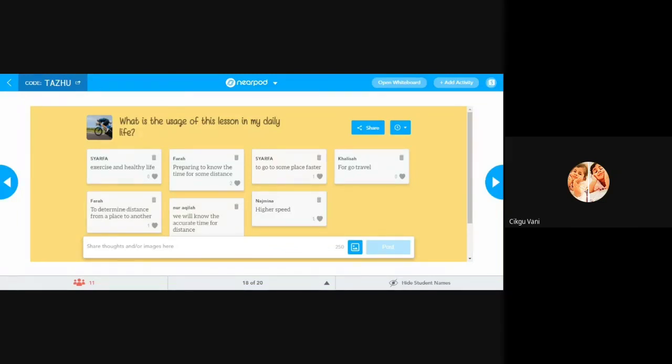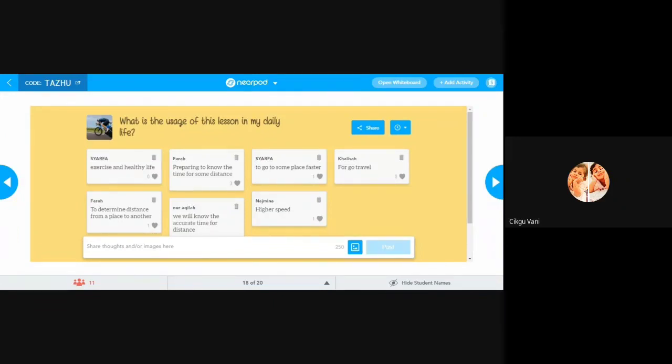Sharfa said, for what? To do exercise and a healthy life. Okay, we can know the speed and distance we travel so that we can maintain our body to be healthy. Today if it's 1 kilometer, tomorrow 2 kilometers when we go jogging. Farah said preparing to know the time for some distance. Like just now, travel from Padang Besar to Johor. We can calculate in advance and know how long we will take to arrive, and what time we should leave. Very good.